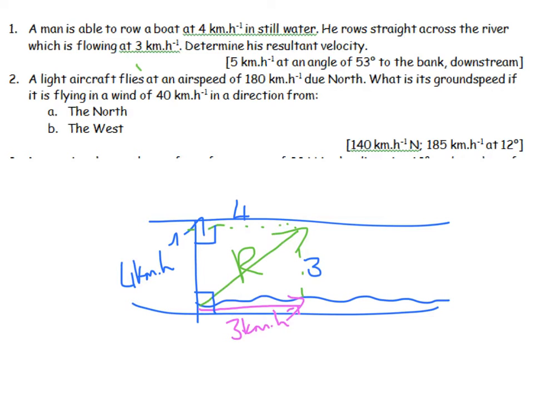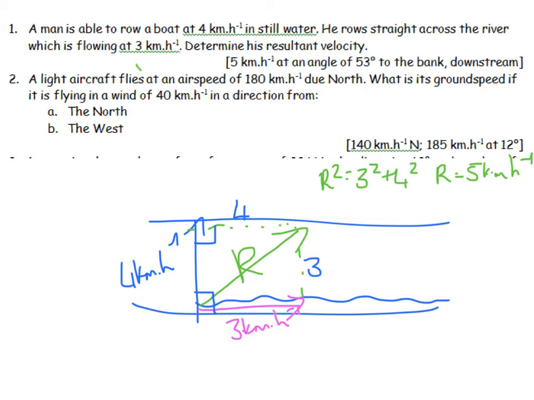We are now in a position to be able to work out using Pythagoras what the resultant velocity is, and it turns out that r squared is equal to 3 squared plus 4 squared. R is equal to 5 kilometers per hour.